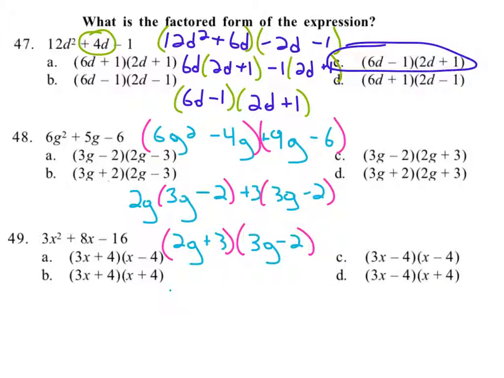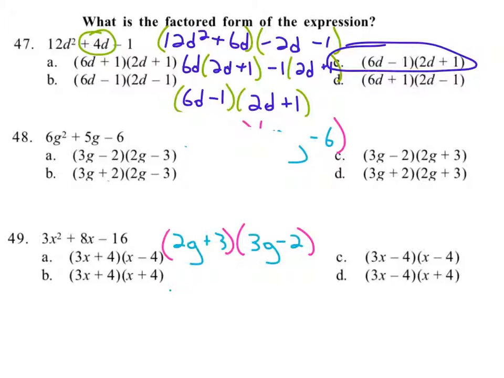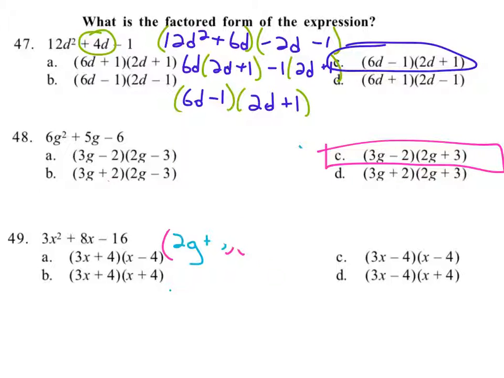So looking for our answer, we find that in, let's see, 2g plus 3 and 3g minus 2 is C. So let me mark that. Thanks for your patience while I erase all this stuff out of the way.